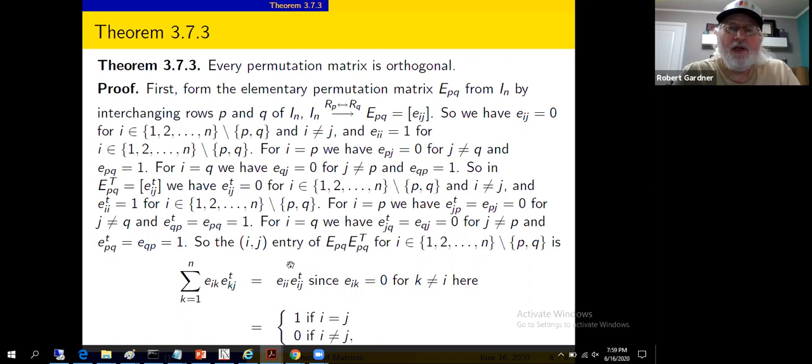So the IJ entry of this matrix product looks exactly like the entries for the identity matrix, zeros and ones in the appropriate places. But that only considered what happens in the rows other than P and Q. Of course, it behaved like this. Everything looks like an identity if you stay away from row P and row Q. So next, we'll have to deal with the case of I equals P and I equals Q.